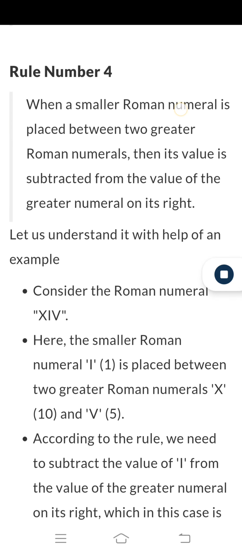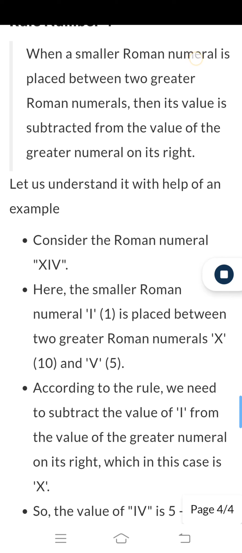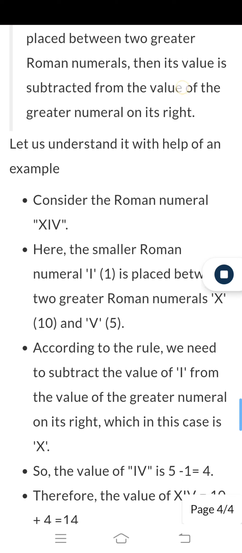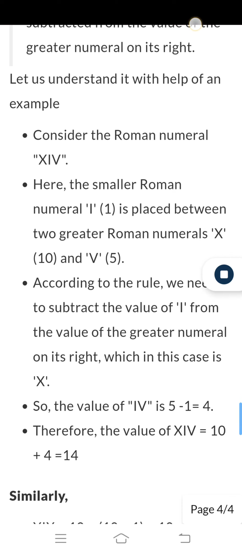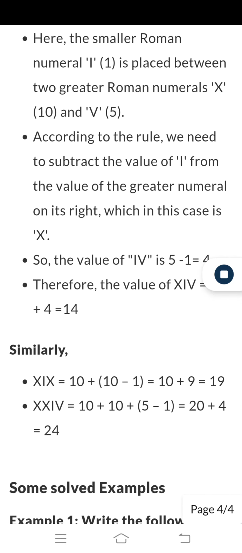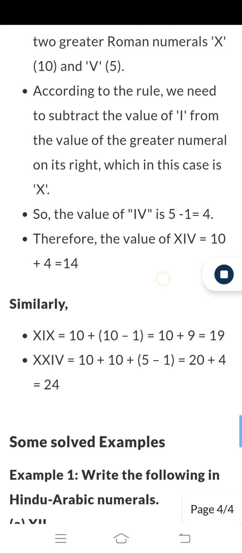Rule number 4. When a smaller Roman numeral is placed between two greater Roman numerals, then its value is subtracted from the value of the greater numeral on its right. Let us understand it with the help of an example. Consider the Roman numeral XIV. Here, the smaller Roman numeral I, 1, is placed between two greater Roman numerals X, 10, and V, 5.